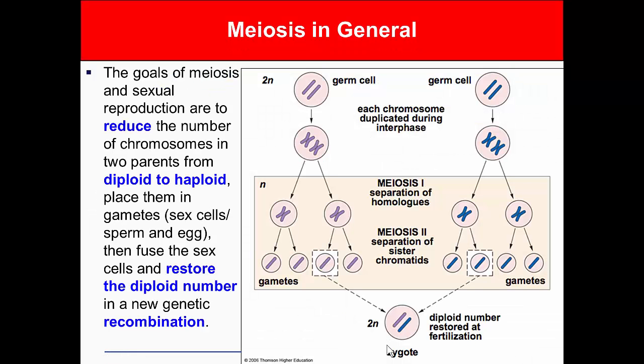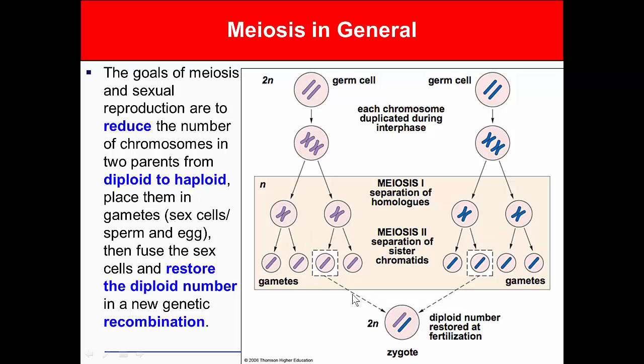So this slide just shows the same thing, right, that the goals of meiosis and sexual reproduction are to reduce the number of chromosomes. So if both parents start with 2 of every chromosome, by the end of meiosis, the different steps that happen, we want to end up with 1 of every chromosome in each of the gametes that are made. And then sexual reproduction does the opposite.